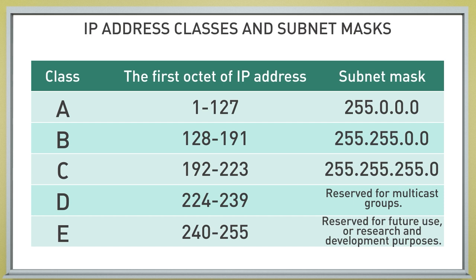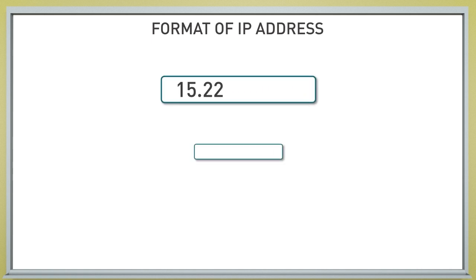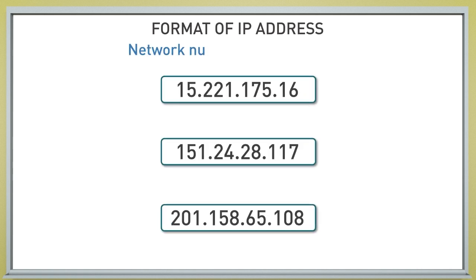Each class has a default subnet mask. In the subnet mask, 1s indicate the network part bits in the IP address, and 0s indicate the host part. So 255 means that the whole octet belongs to the network part and 0 to the host part. It is enough to know the class default subnet mask to determine the network and host parts. Let's look at IP addresses and try to determine the network and host parts using the class and subnet mask.